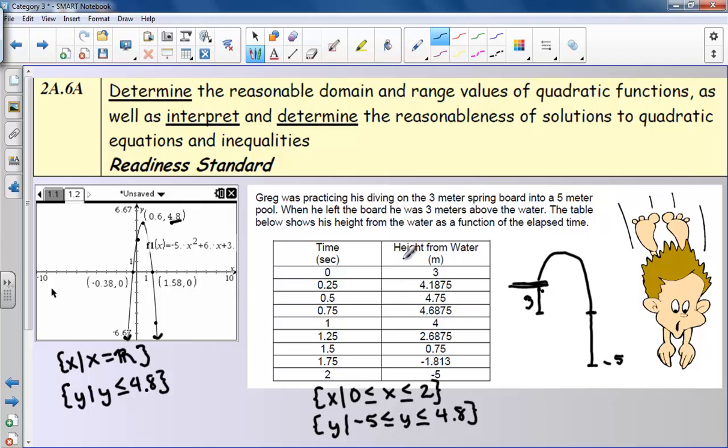The other thing to consider here is reasonable solutions. So we know that when we find solutions, that means x-intercepts. So I actually have 2 solutions here. I have a -0.38 seconds and I have 1.58 seconds for when he hits the water here. But this one isn't reasonable because that's negative time. So we will not use this solution in our situation because it just doesn't make sense. This is the one we would look for if we were asked when he hits the water or what the solution was.